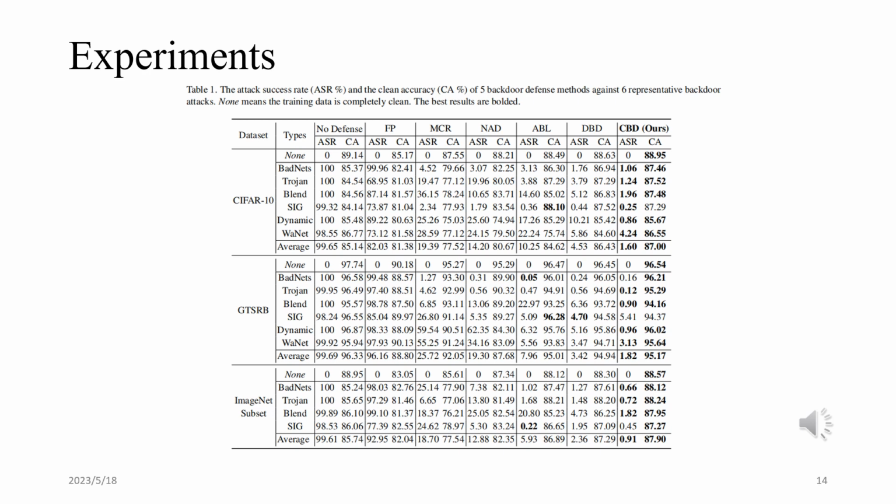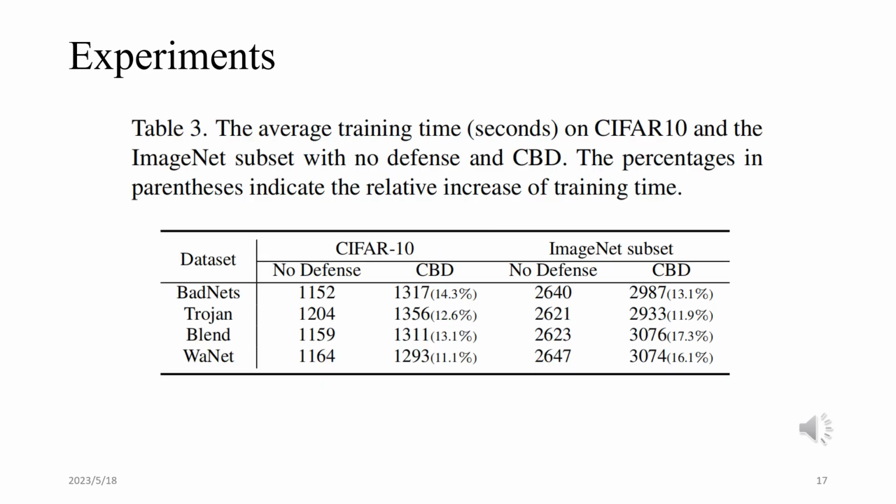On the other hand, the clean accuracies of CBD are maintained and are close to training deep networks on clean datasets without attacks. Here we show the average training time on CIFAR-10 and the ImageNet subset with no defense and with CBD. Generally, we can observe that the overhead of training time is acceptable for CBD.